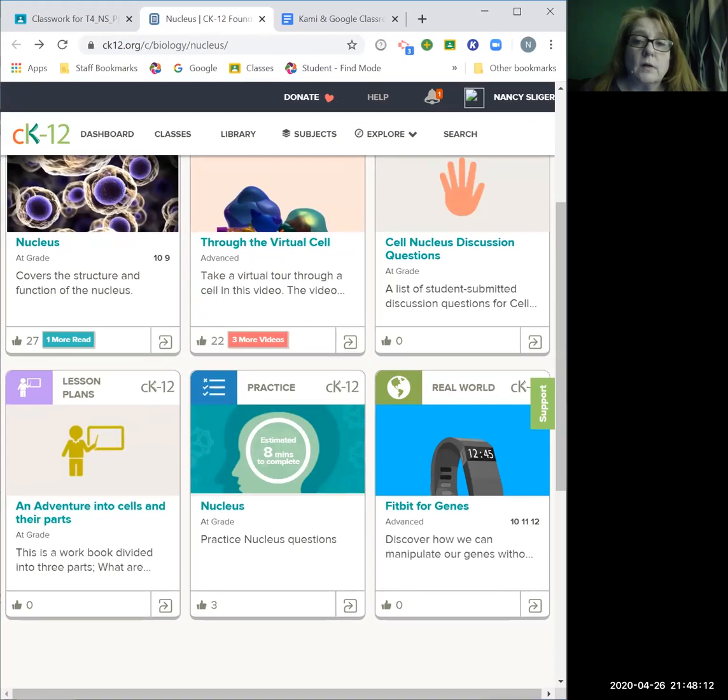Another organelle inside the cell is called the mitochondria. It's basically the powerhouse of the cell. It provides energy for the cell.